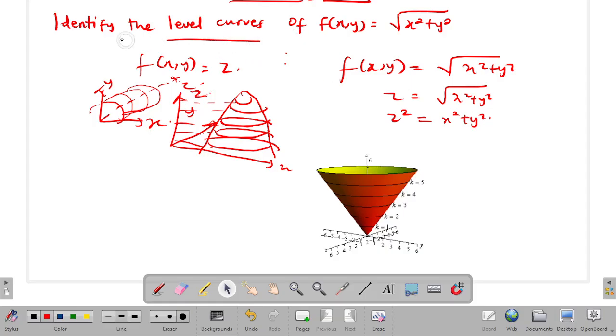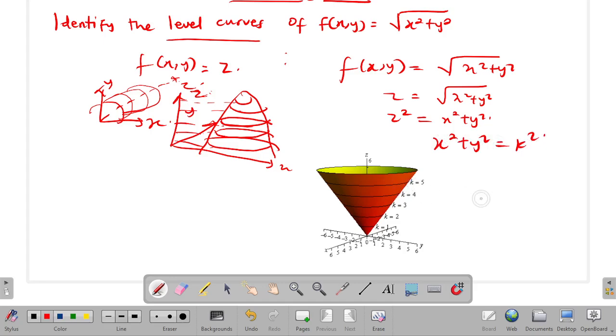So the problem said identify the level curves. It didn't say identify the level curve at a particular point. So all the curves. To identify all the curves, it means that you're going to try our z to be 1, our z to be 2, our z to be 3. So in general, we can say that the level curve for this function is going to be x squared plus y squared is equal to k squared, where k is at a particular curve.